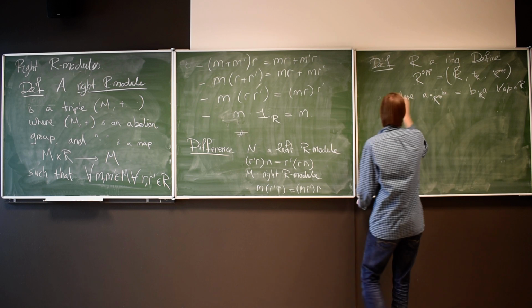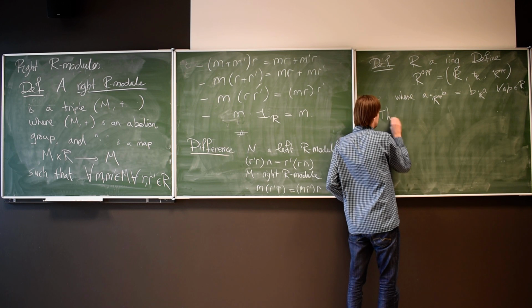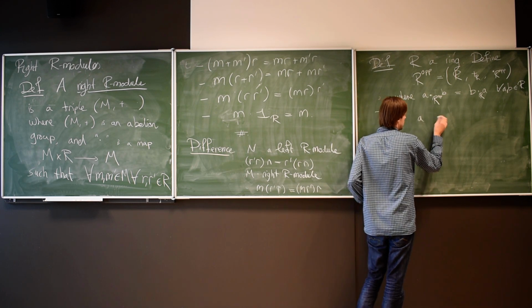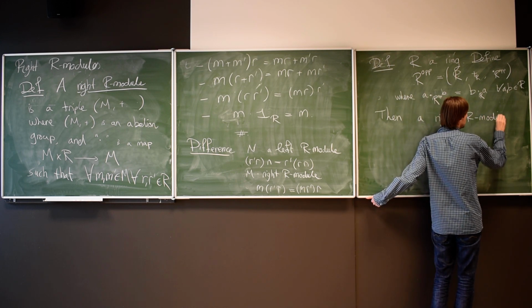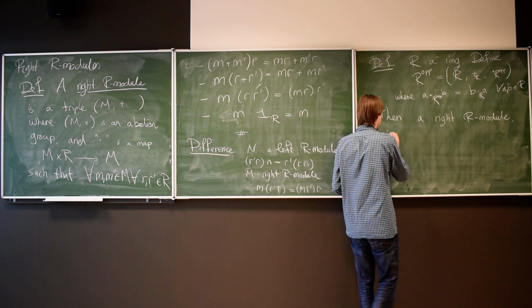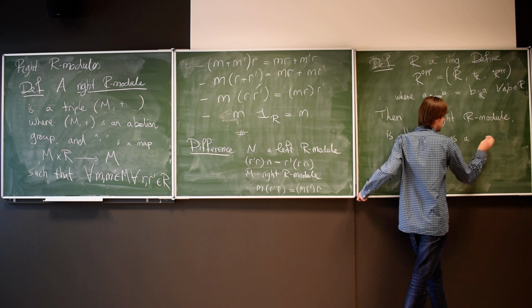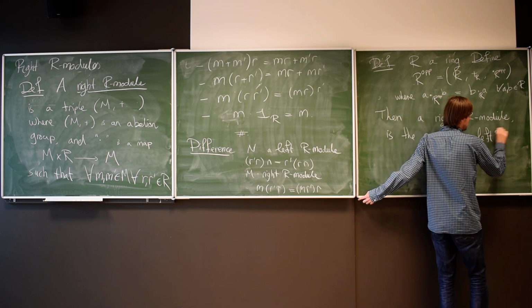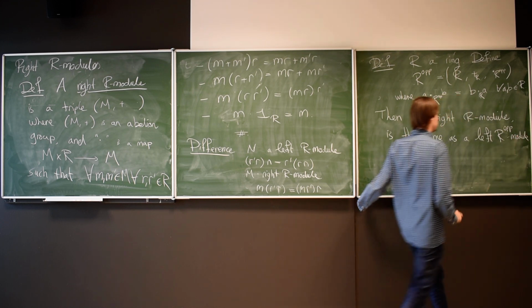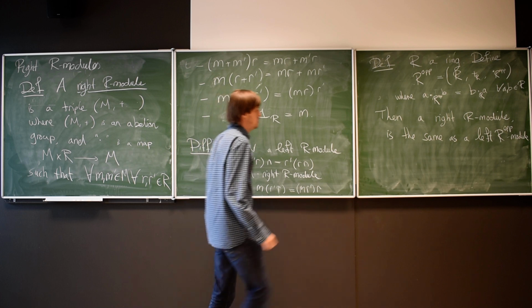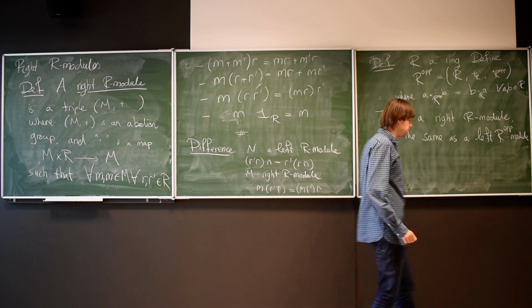Okay, so if I have defined the ring in this way, then a right R module is the same as a left R op module. Okay, so the notions are interchangeable, but you have to replace the ring by its opposite ring.